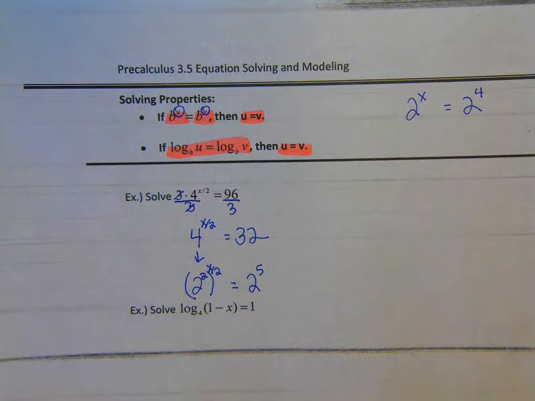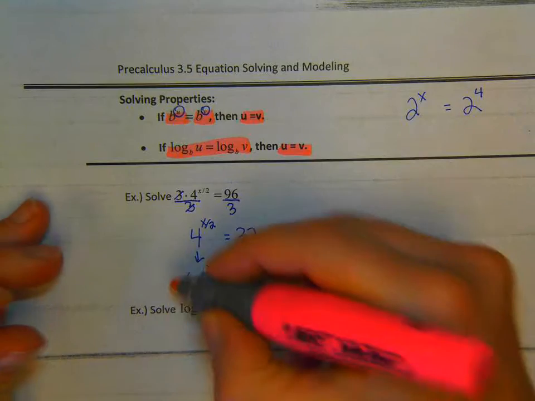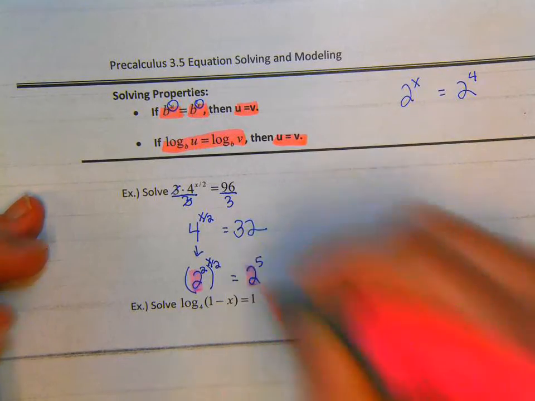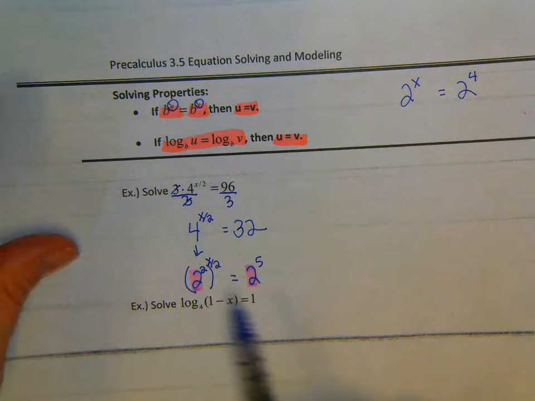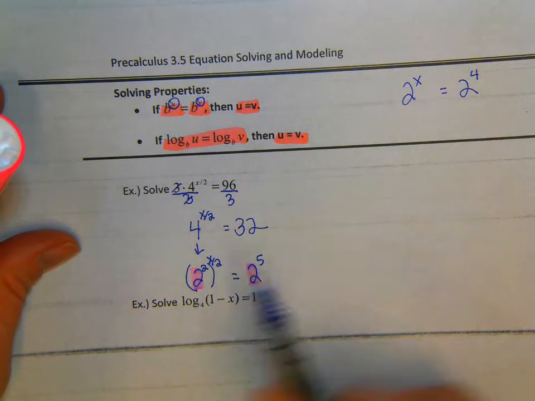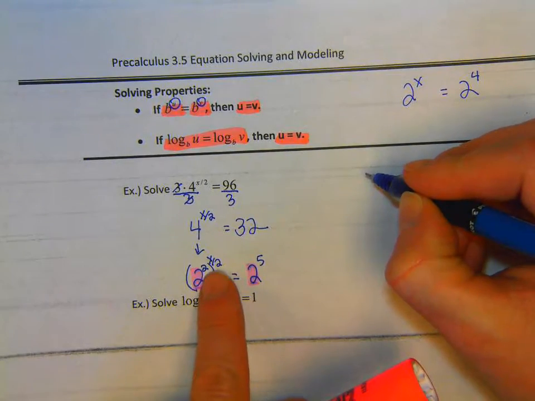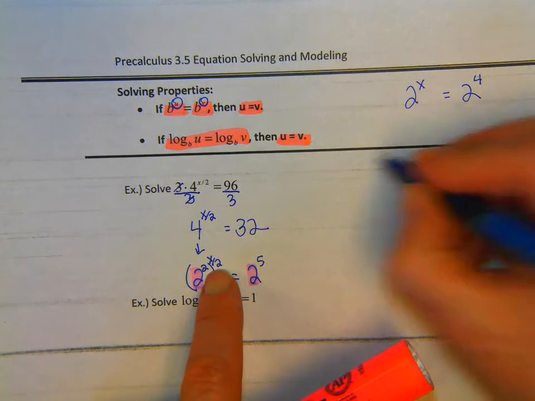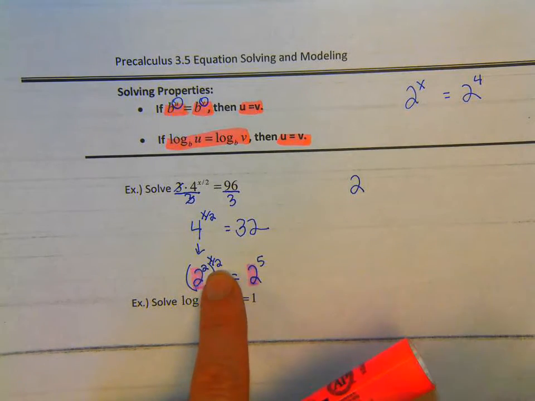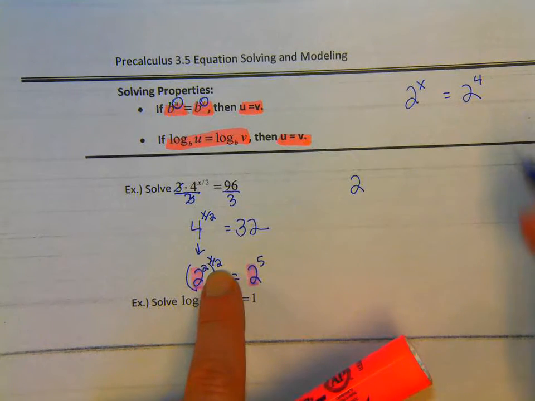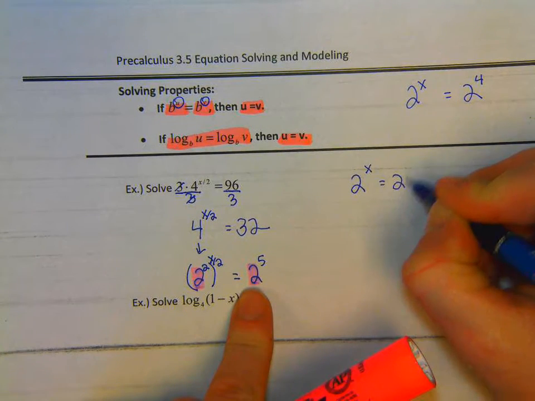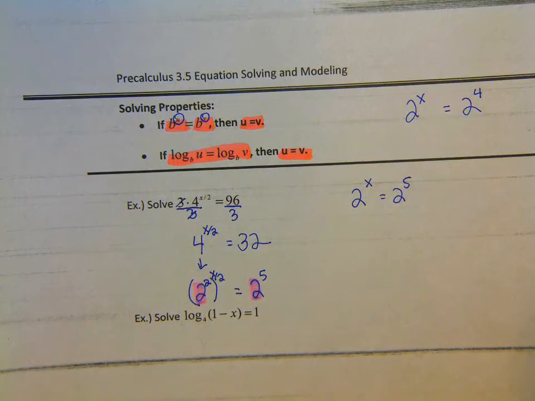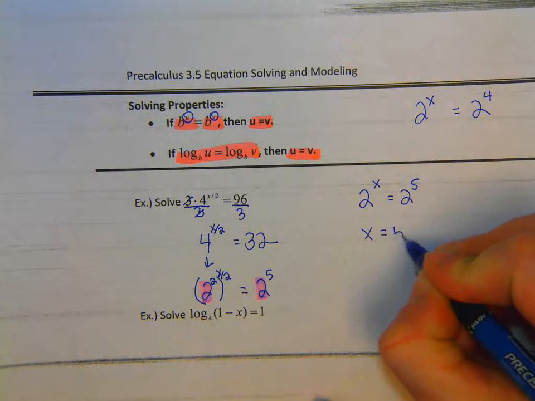So now I have the same bases. I'm going to simplify these exponents in a second. And so without taking a logarithm, I actually can simplify this. The power to a power rule would state that I would multiply 2 times x over 2 together. That would give me 2 times x over 2, which is just x. So 2 to the x equals 2 to the 5th. What does x have to equal? X has to equal 5.